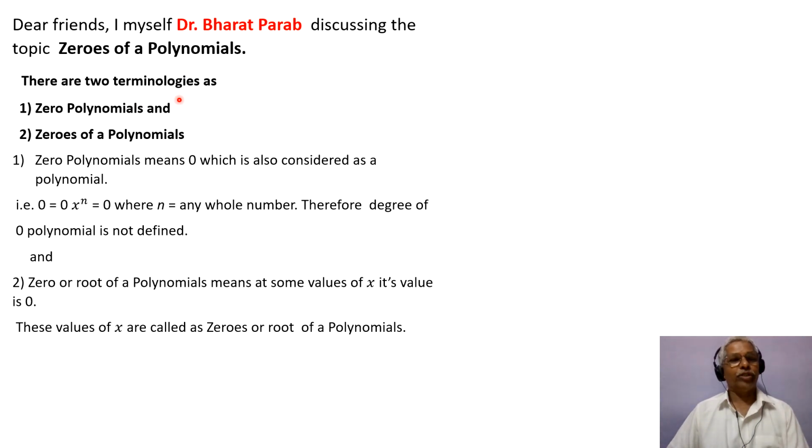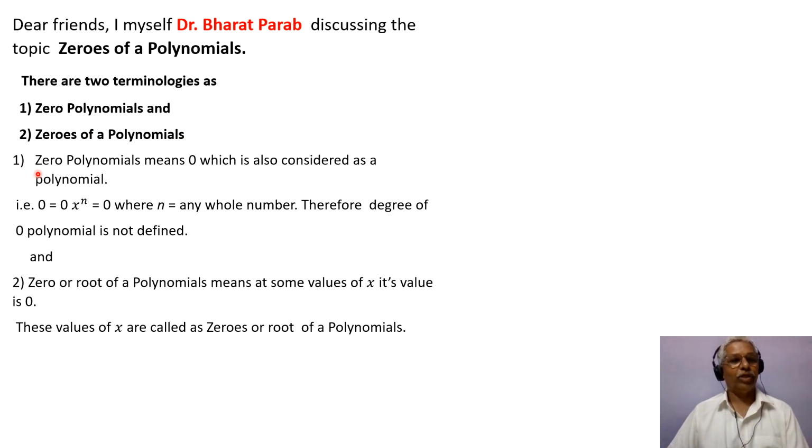There are two terminologies: one is zero polynomial and the second is zeros of a polynomial. They sound the same, but there is a vast difference between these two terminologies. We will see them one by one, and we will know the meaning of these two.